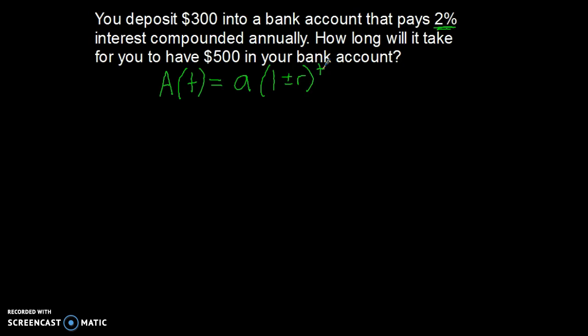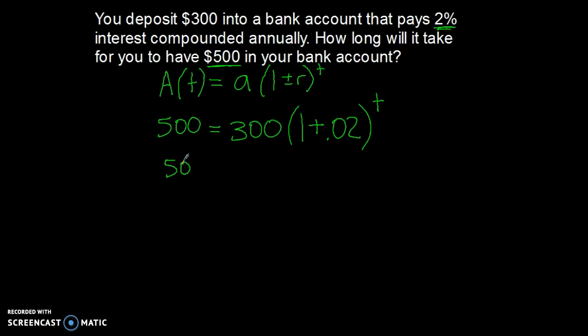Now we know what A is. It's $300. That's what we start with. We have 1. We said this was growth, so it's going to be plus. R is 2%, which is going to be 0.02 as a decimal. We don't know time. That's what we're trying to figure out. And we also know what we want our final amount to be. We want our final amount to be $500. So we're just filling in the pieces. Now we can simplify this a little bit. We got 500 is equal to 300 times 1.02 raised to the T.